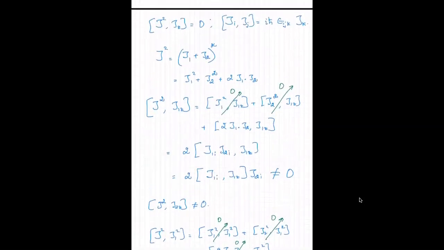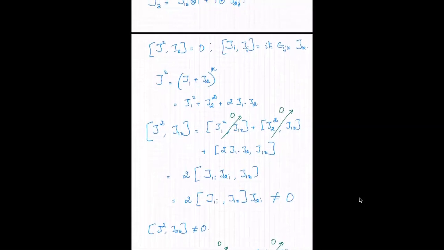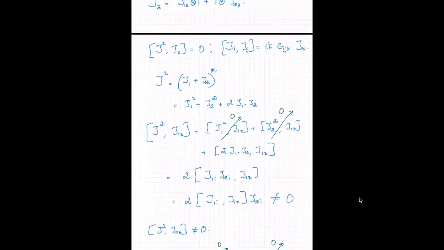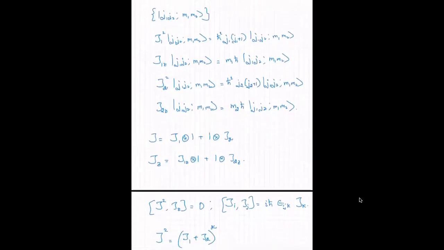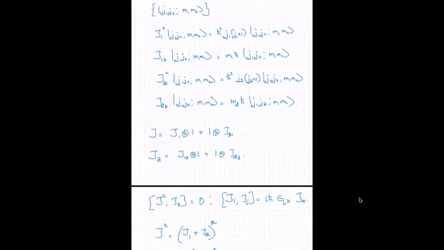Okay. So if I want to measure the eigenvalues of J square, for example, these eigenkets that I have written down are a bad set of eigenkets to use. Does this make sense? Is this point clear?